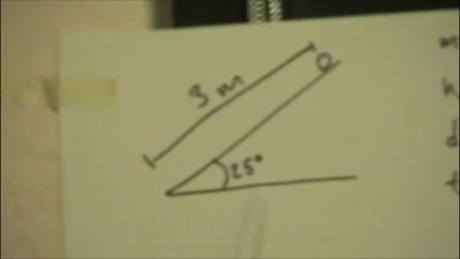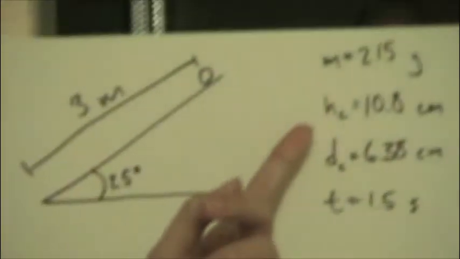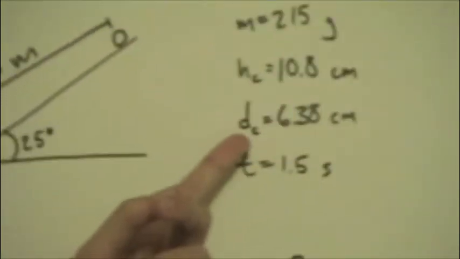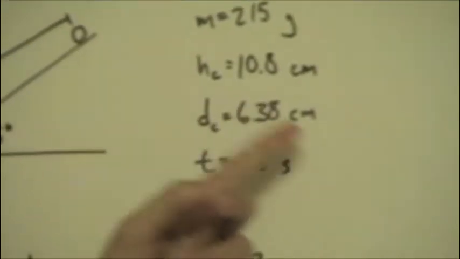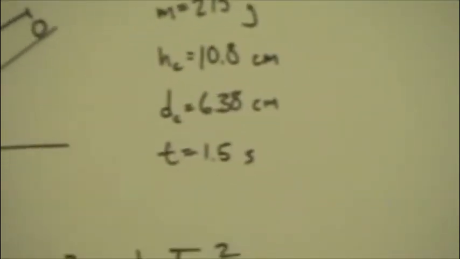What we have is a can at the top of an incline that's 25 degrees from the horizontal and is 3 meters long. The can has a mass of 215 grams, a height of 10.8 centimeters, a diameter of 6.38 centimeters. Now the only thing we know about this can's motion is it takes 1.5 seconds to get to the bottom.